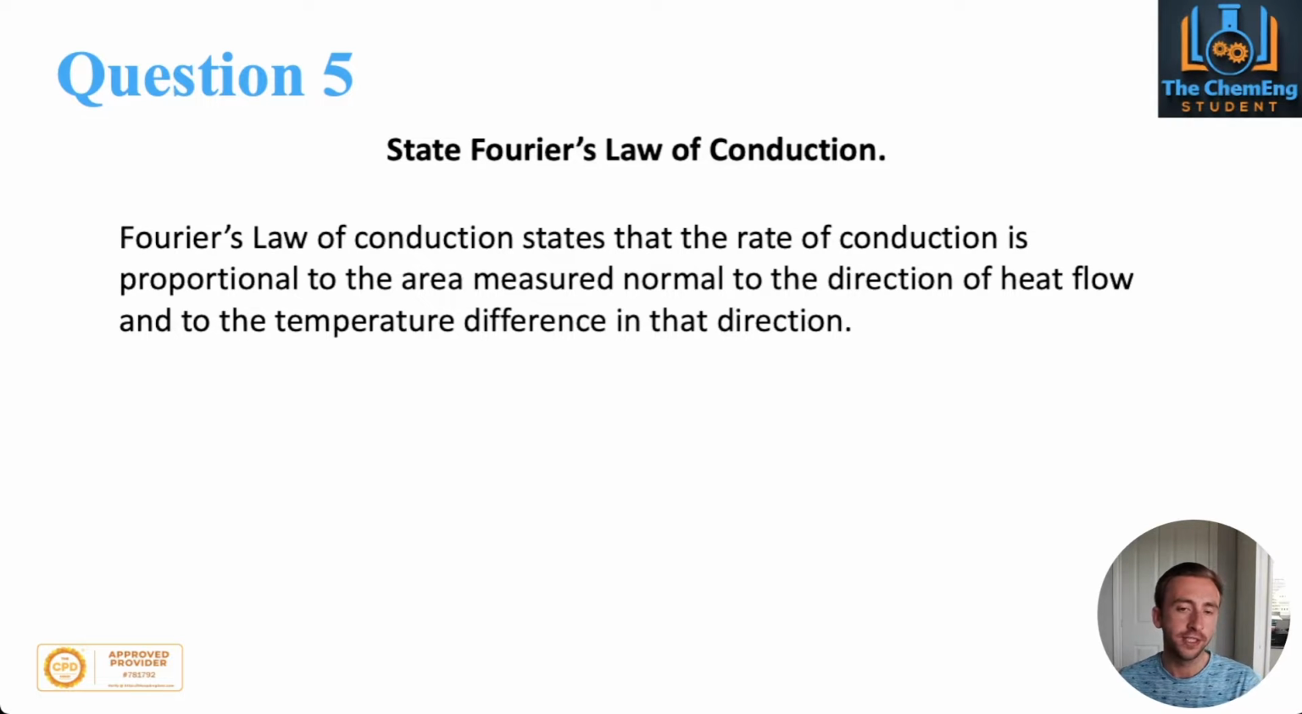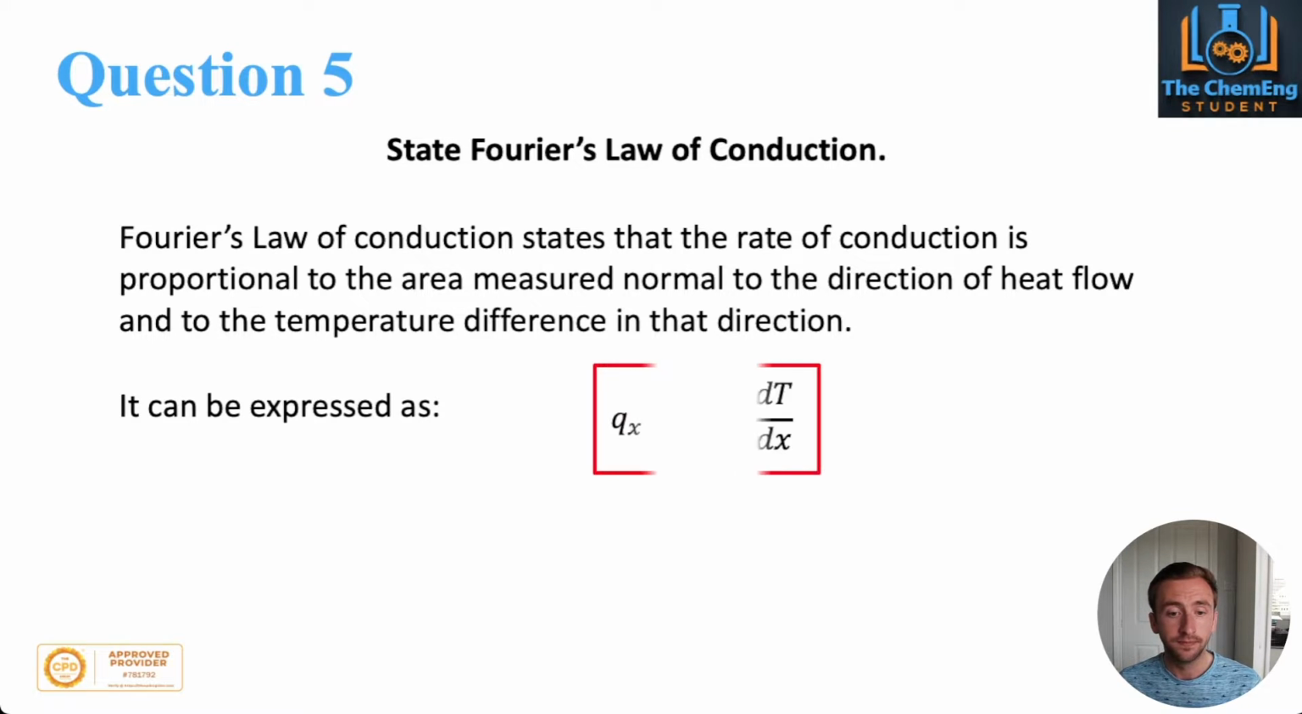So Fourier's Law of Conduction basically states that the rate of conduction is proportional to the area that is measured in the normal direction of the heat flow and to the temperature difference within that direction. That's the explanation. Now you would need to ideally present what that equation is, because then what you can do is relate the description to the equation.